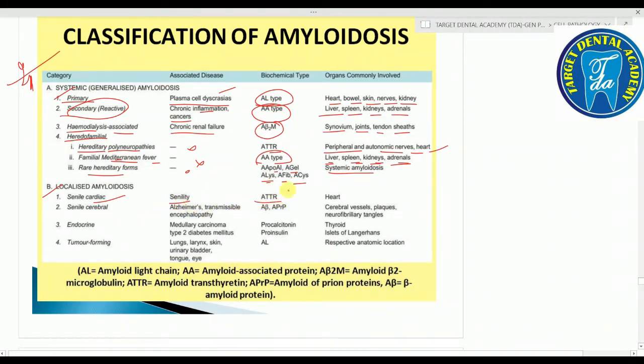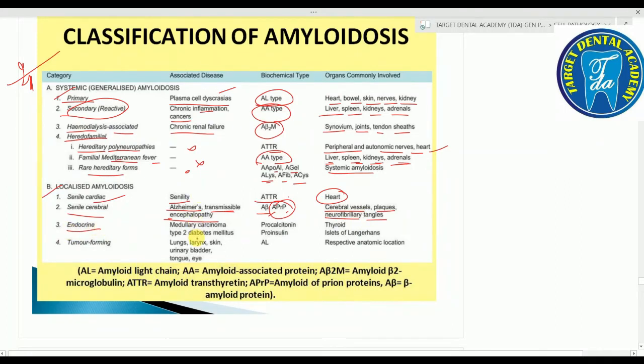While the local amyloidosis, it may be senile cardiac, which includes the senility, and the biochemical type is ATTR, which means the amyloid transthyretin, and it commonly involves the heart. The second is the senile cerebral. The associated disease is Alzheimer, transmissible encephalopathy, and it involves A beta and APrP, which means the amyloid of the prion protein, and commonly it involves the cerebral vessel plaques, neurofibrillary tangles.